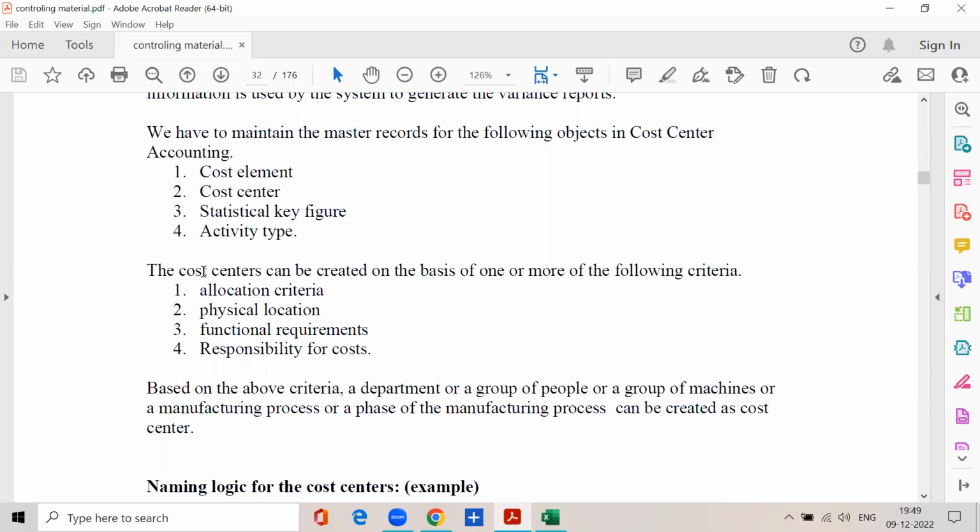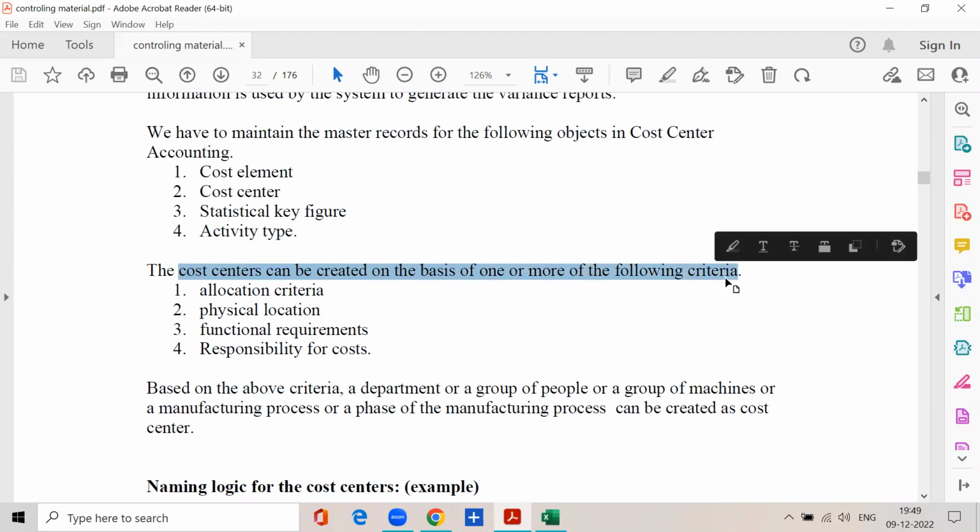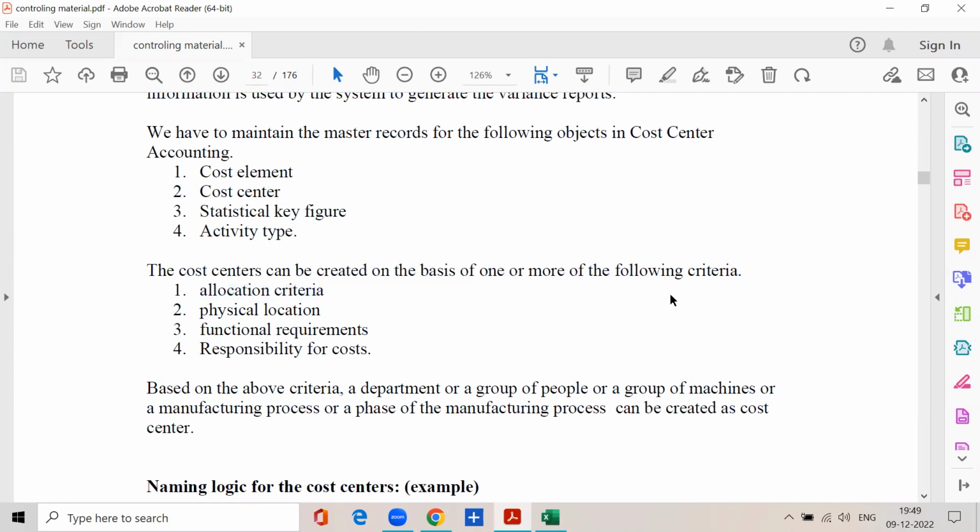The cost centers can be created on the basis of one or more of the following criteria. Number one, allocation criteria. Allocation criteria means which expenditure is to be allocated to which point of organization in the client company. Based on that, every service activity is created as one cost center. Every production activity is created as one cost center.